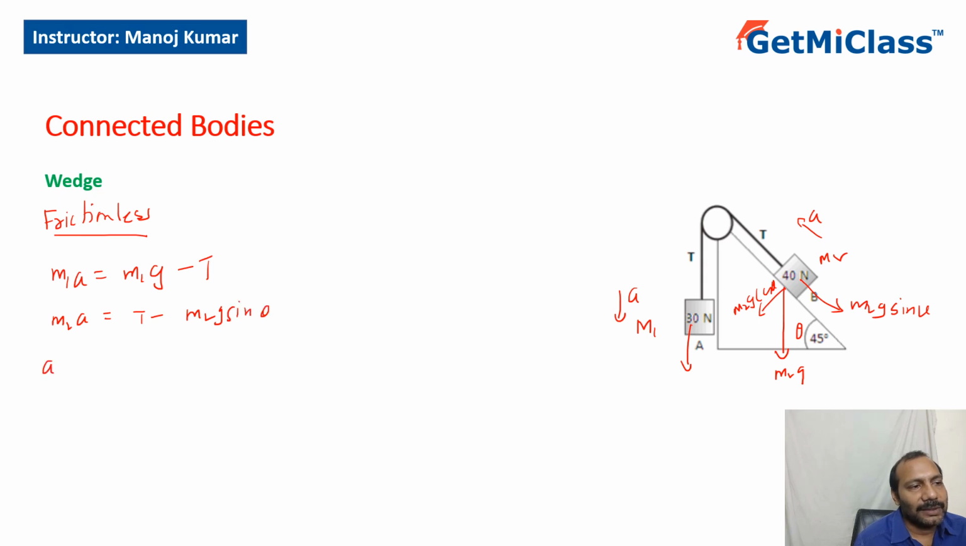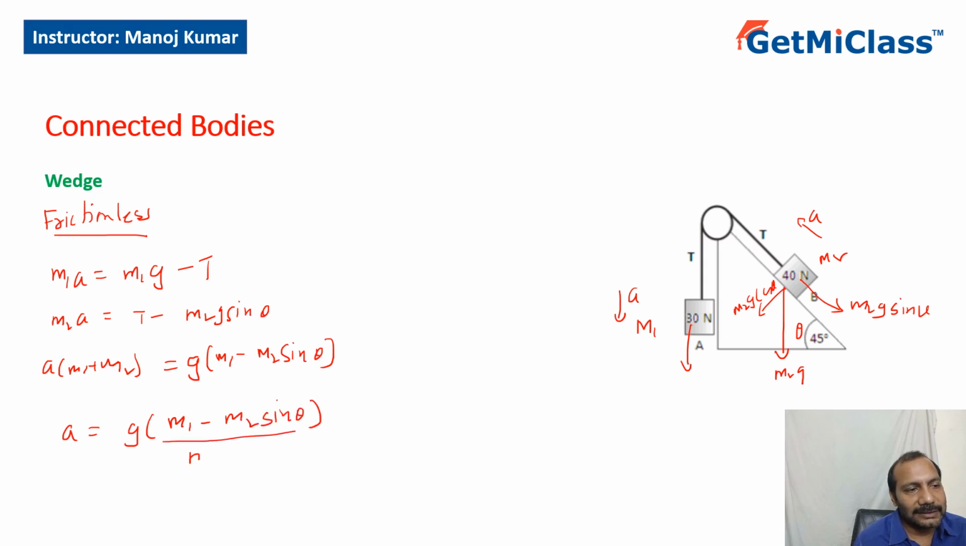So add both of them, I'll get A into M1 plus M2 equal to G into M1 minus M2 sine theta. So what will be the acceleration? Acceleration is G into M1 minus M2 sine theta by M1 plus M2. This is what is the acceleration, right? Now I put this acceleration in one of the equations, I can find tension. Now if friction is there, in that case what will happen?